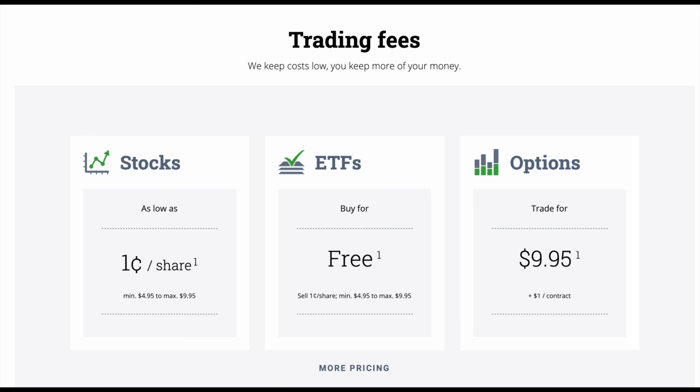One of the unique features that makes Questrade a very viable platform, in my opinion, is they allow you to purchase ETFs for free. So we've already touched on ETFs, which are those baskets or index funds. You can go out and actually purchase these without paying a commission. So in theory, you're not paying a management fee.